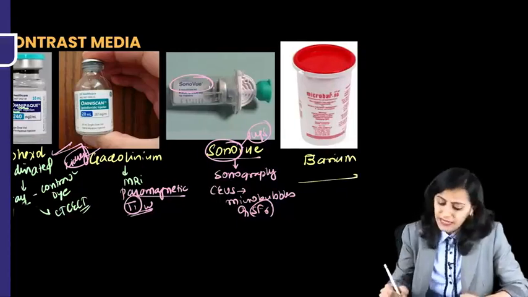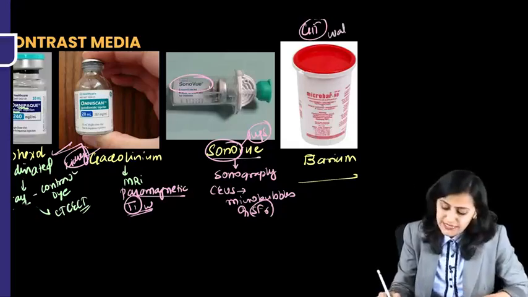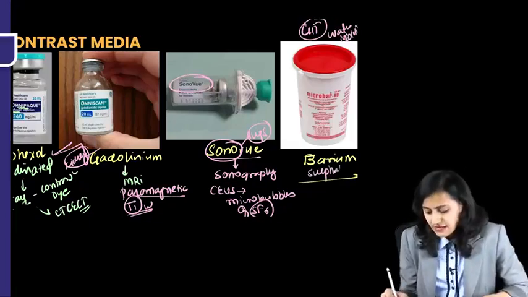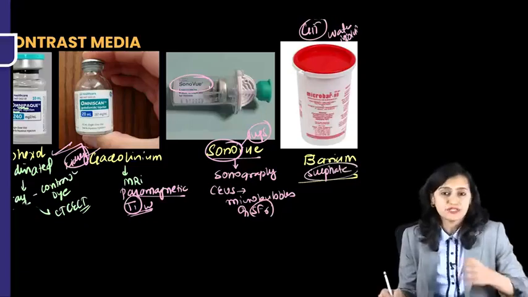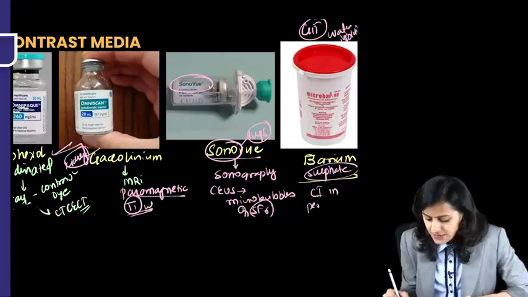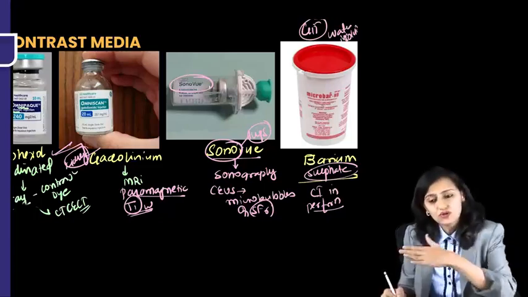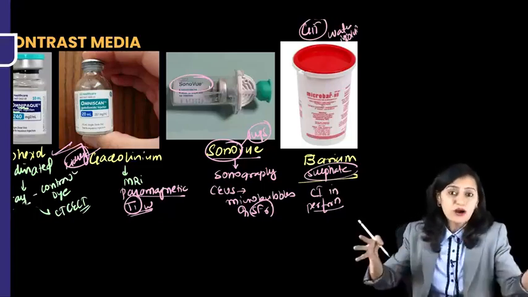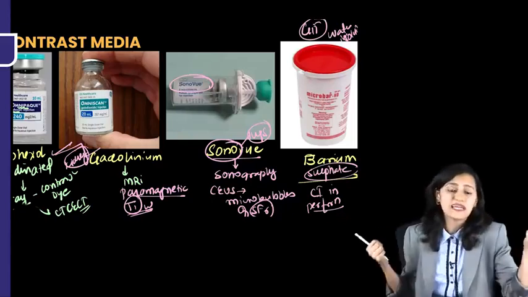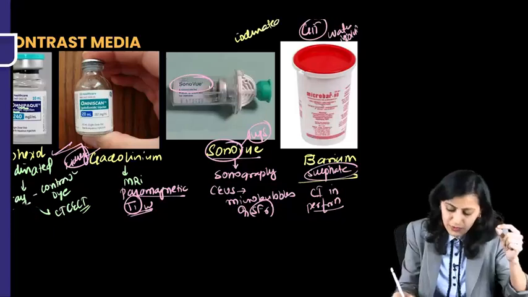Next is barium. Now barium is used only for GIT pathologies, not intravascular, because it is water insoluble. So what compound of barium is used as a contrast? It is barium sulfate. We can give oral, we can give rectal barium. Remember, this is contraindicated in perforation, be it esophageal or intestinal perforation, or small bowel obstruction. In those cases it is contraindicated because if it goes out into the peritoneum, it will irritate the peritoneum and cause peritonitis because it does not get absorbed. So that's why in cases of perforation we use water soluble iodinated contrast.